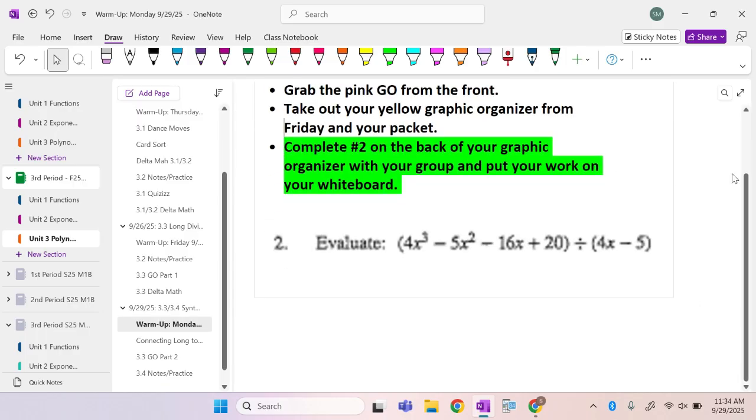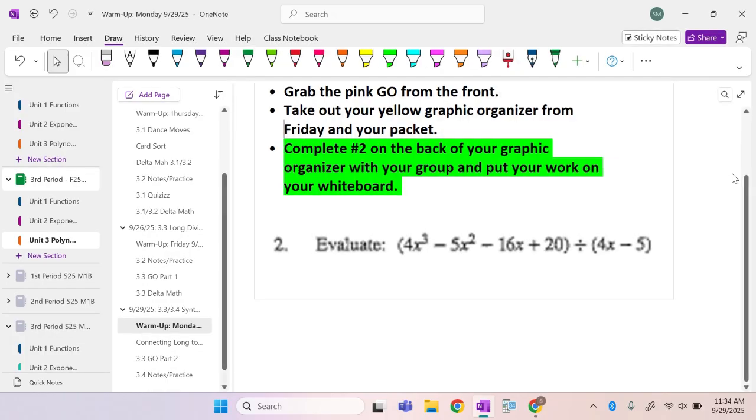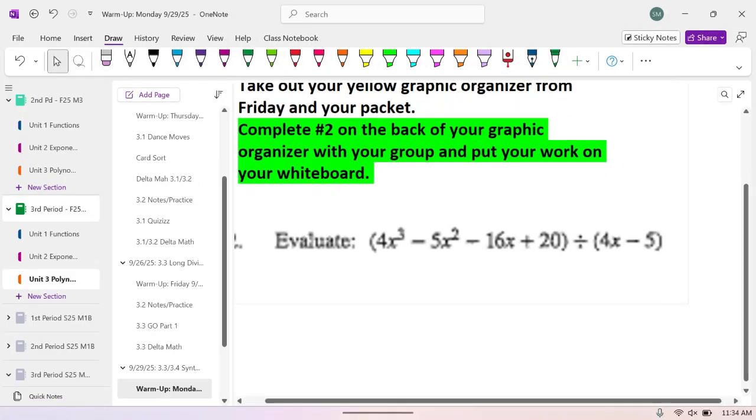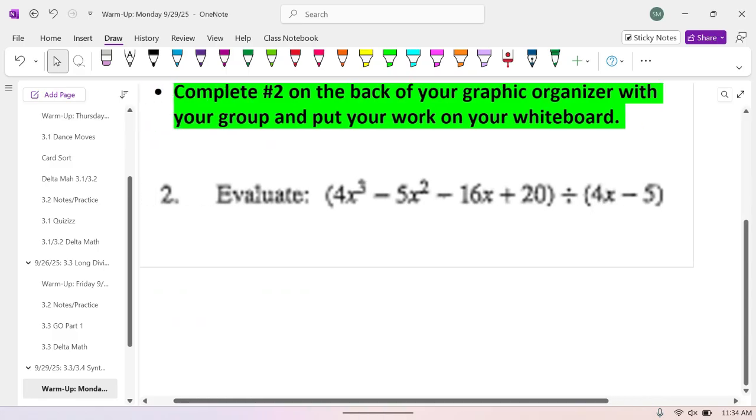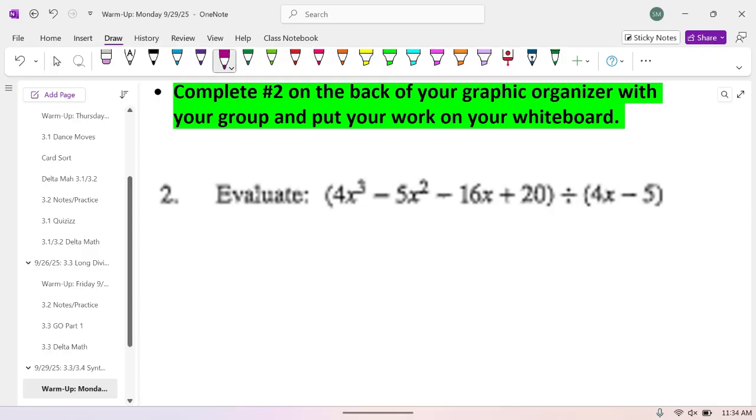So this should be the exact problem that you have for number 2 on that yellow paper. All right. So remember, when it comes to long division, it's just like if you were doing numerical long division. It's the same process over and over and over again. So first things first, we're just going to set it up with our long division symbol. So we're taking our big polynomial and dividing it by our linear binomial.